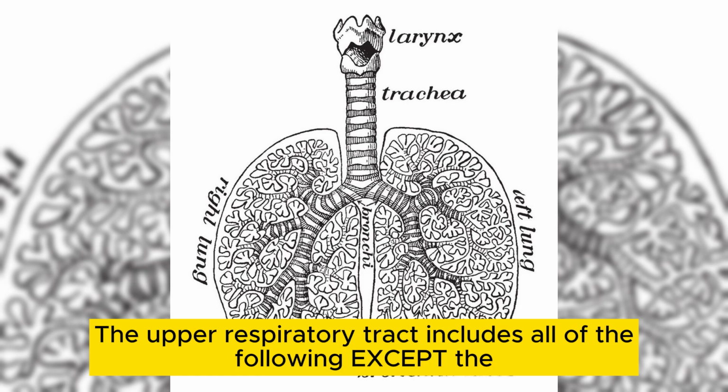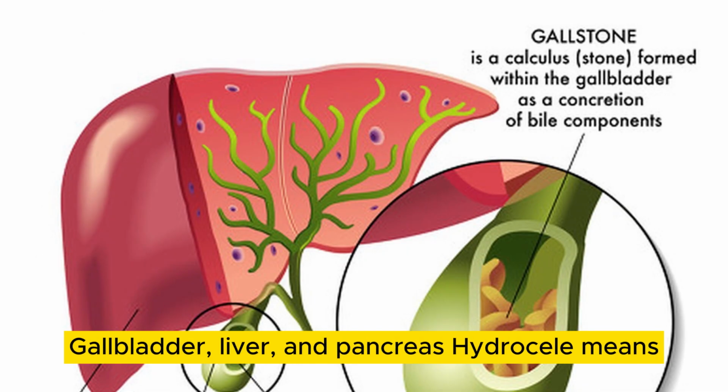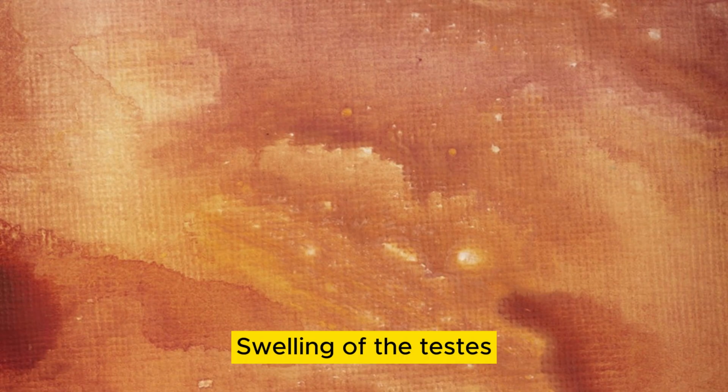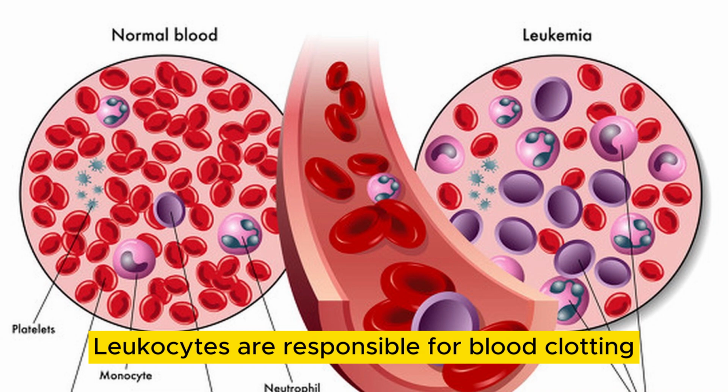The upper respiratory tract includes all of the following except the bronchi. The accessory organs include the gallbladder, liver, and pancreas. Hydrocele means swelling of the testes. All of the following are true about leukocytes except leukocytes are responsible for blood clotting.